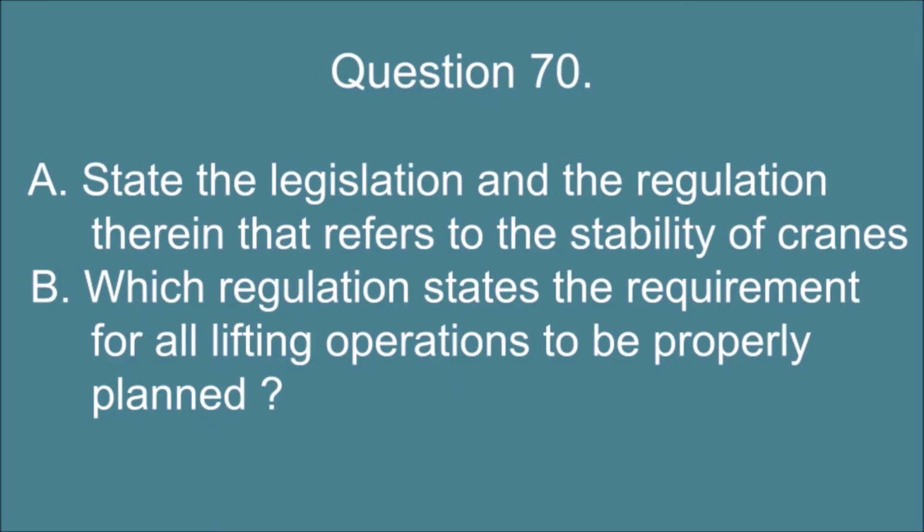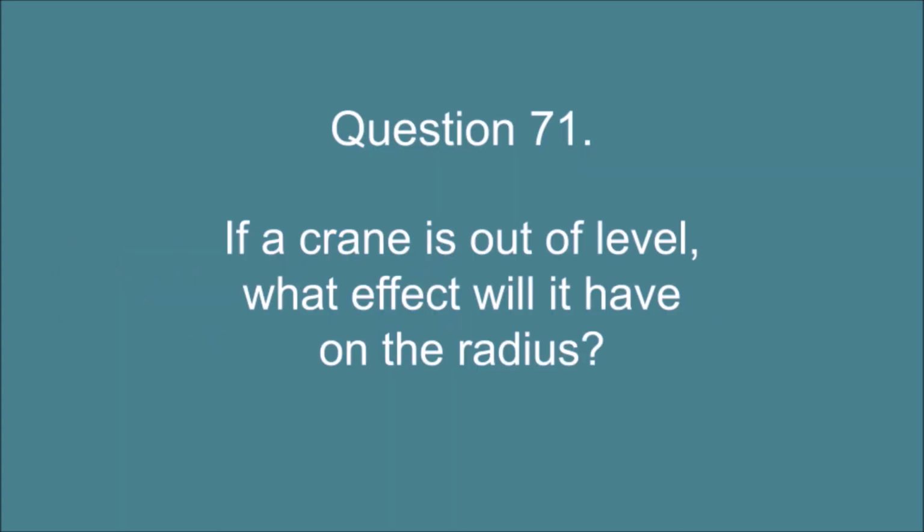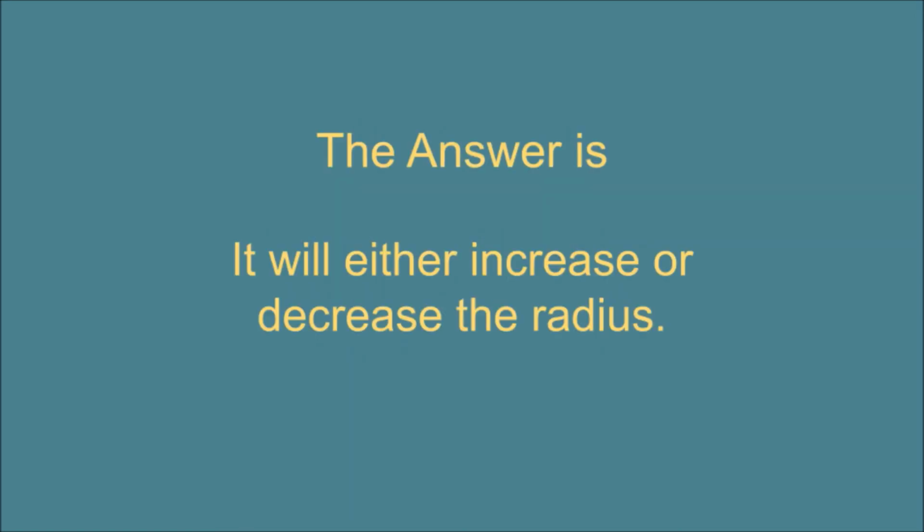Question 70. A. State the legislation and the regulation therein that refers to the stability of cranes, and B. Which regulation states the requirement for all lifting operations to be properly planned? The answer is: A. Lifting Operations. B. Lifting Equipment Regulations number 4. Question 71. If a crane is out of level, what effect will it have on the radius? The answer is: it will either increase or decrease the radius.